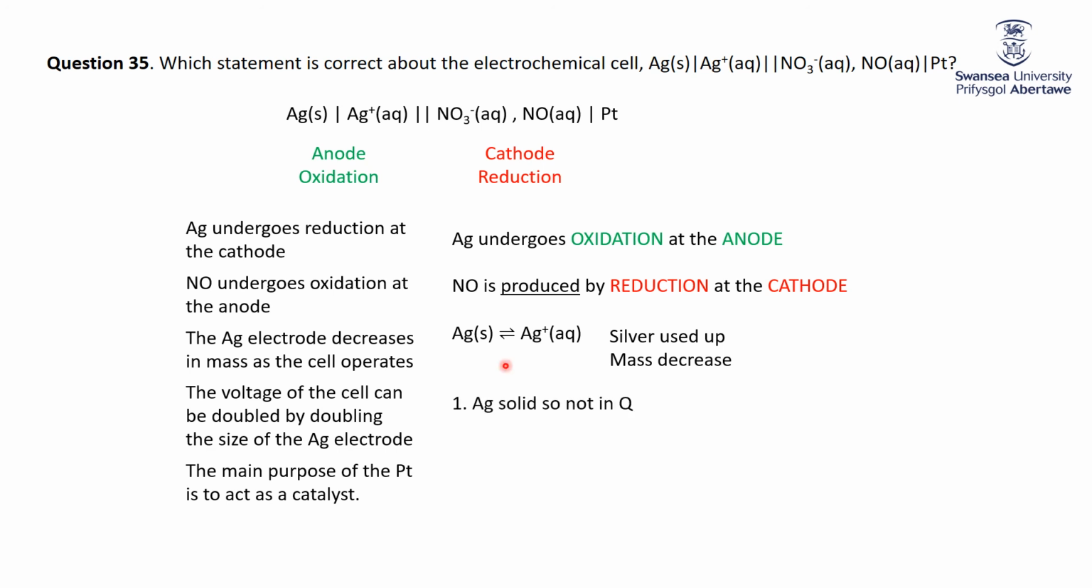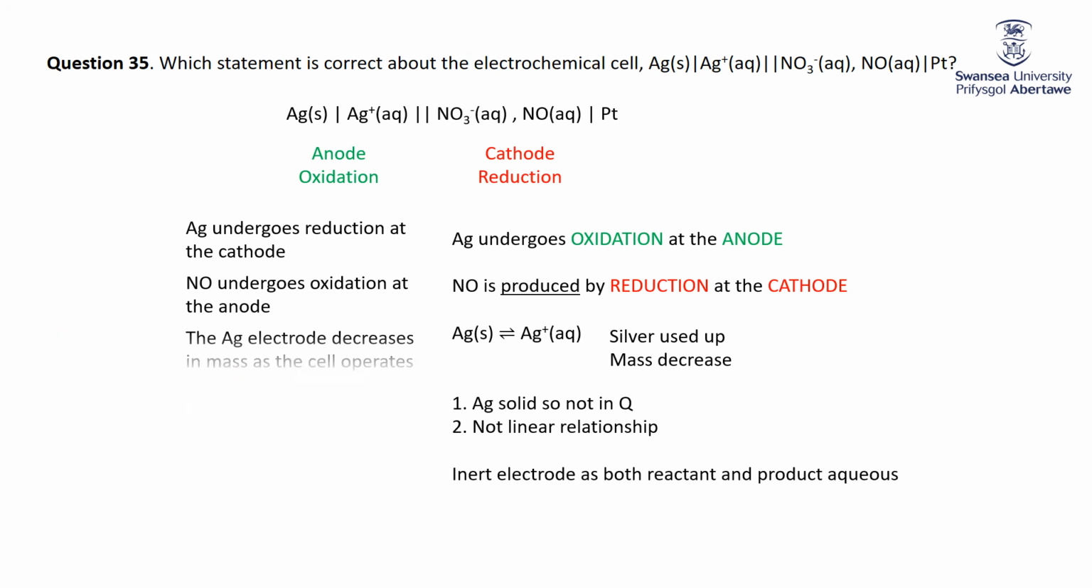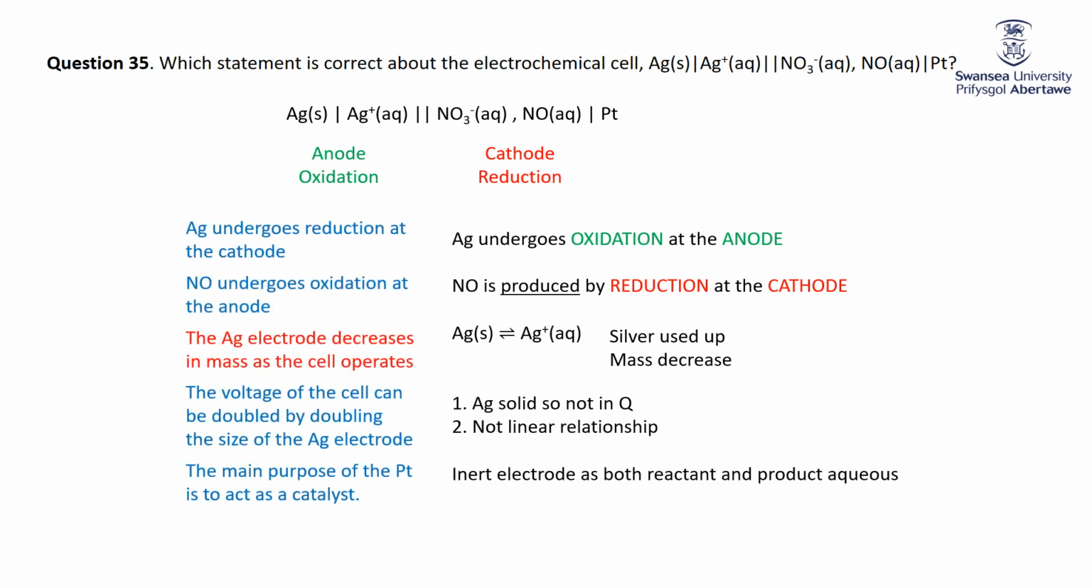But let's continue on. The voltage of the cell can be doubled by doubling the size of the Ag electrode. Well, this is a solid. Solids don't appear in equilibria calculations, so it's not in Q, so therefore it would have no linear relationship at all between the silver electrode size and the voltage. And finally, what's the platinum there for? Well, it's an inert electrode because the components of the cathode are both in solution, both aqueous, so you have to have a solid phase. So that's the only one that is correct. The Ag electrode decreases in mass as the cell operates. That's in a nice pretty red.